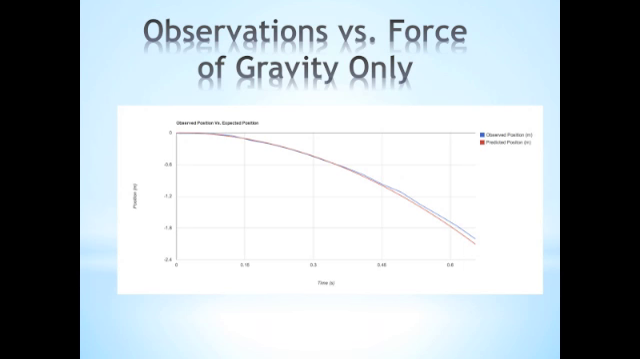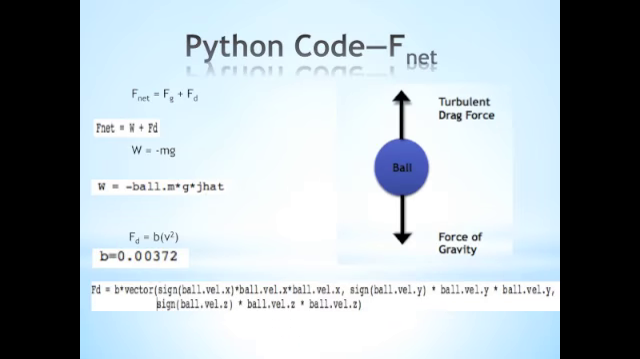It can then be predicted that there are additional forces at play, and so it is necessary to calculate the turbulent drag force on the ball. In order to calculate the drag force, we must change the code in Python. First, Fnet is changed to include both the weight force and the drag force.